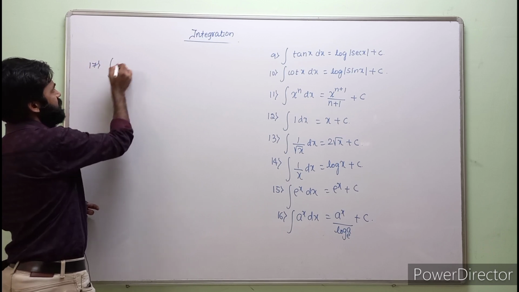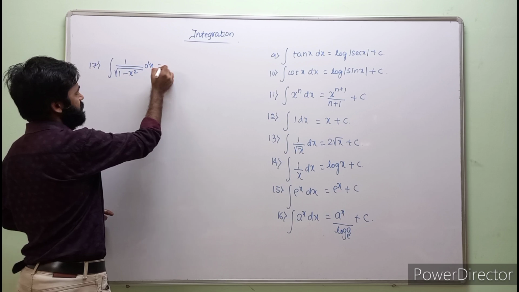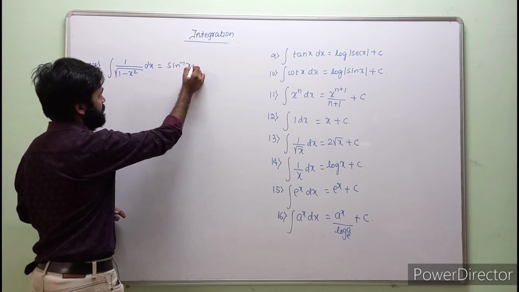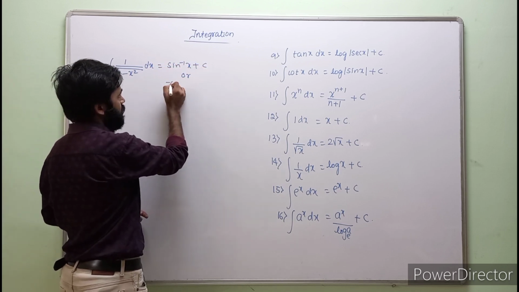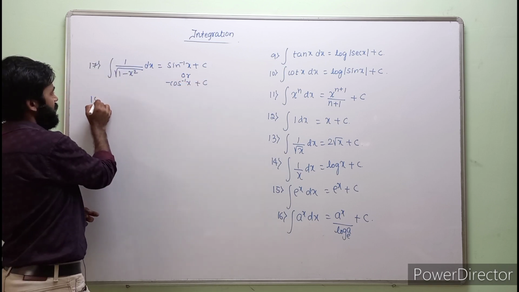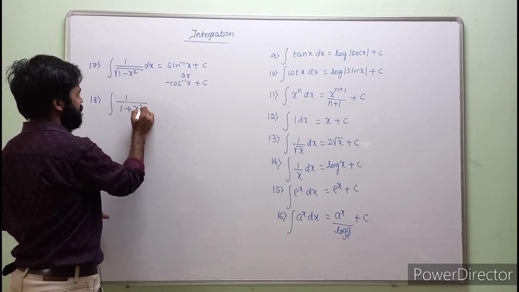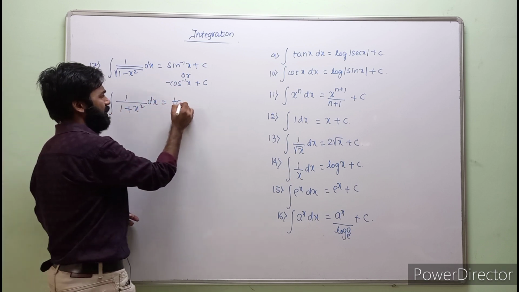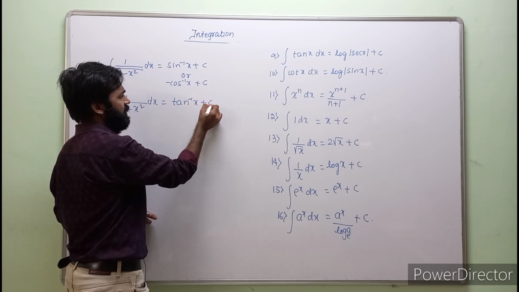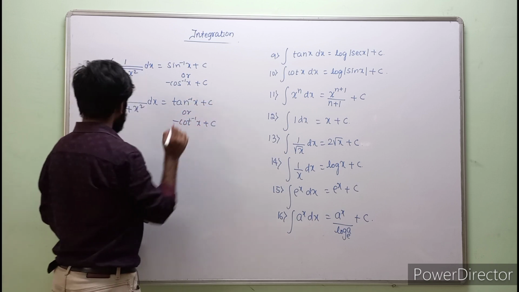Seventeenth one, integration of 1 by root of 1 minus x square dx is sin inverse x plus c or minus cos inverse x plus c. 18th one, integration of 1 by 1 plus x square dx is nothing but tan inverse x plus c or minus cot inverse x plus c.